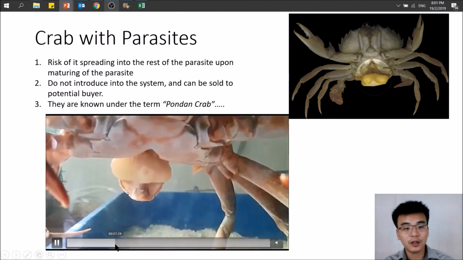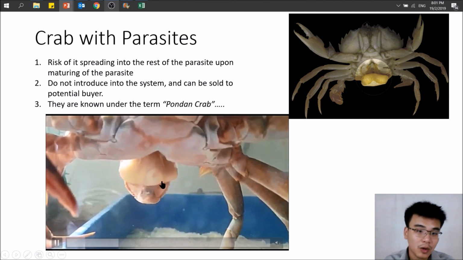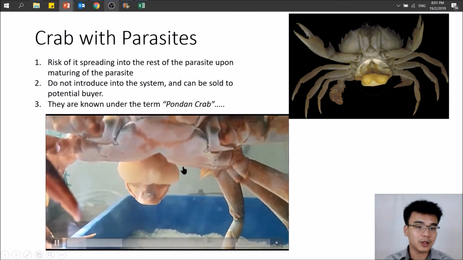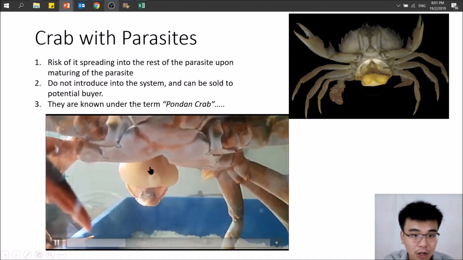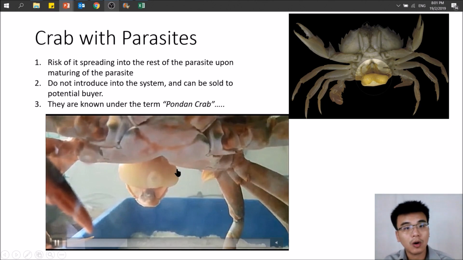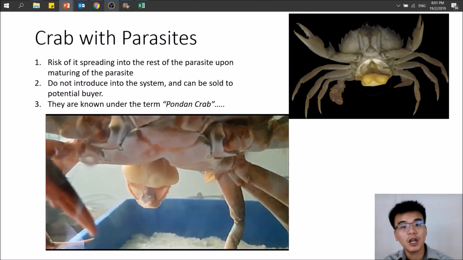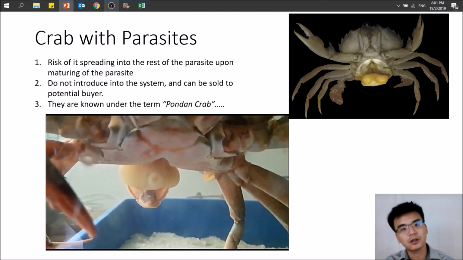What we have here is an abdominal flap, and it has what looks like an egg sac. But for those who are more familiar with crabs, and if you look at the previous lecture, this is actually not how an egg sac looks. This is what we call crabs infected with rhizocephalan barnacles, in which they convert a male crab into a female and change their sex organ.